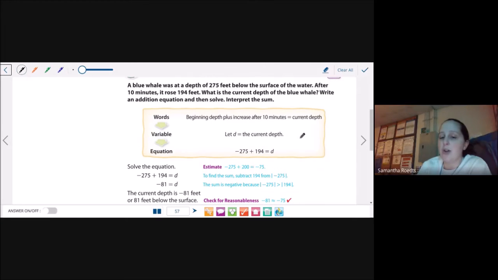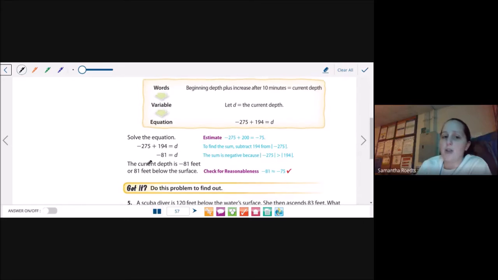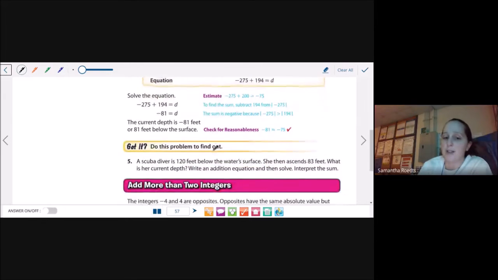So let D equal the current depth. So negative 275, because they said below the surface, so that's negative 275. And then it rose up 194 feet. Plus 194 equals D. So negative 275 plus 194, I subtract them because they're different signs, gives me 81. 275 is the larger number. 275 is negative, so my answer is negative. So the current depth is negative 81 feet, or 81 feet below the surface.